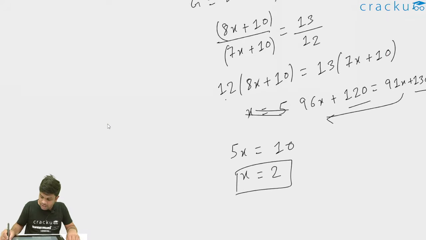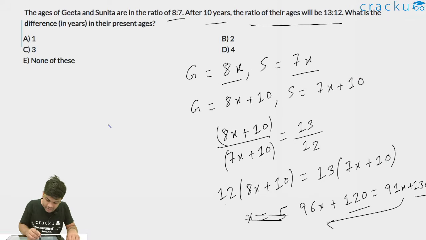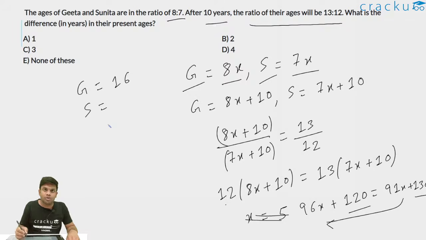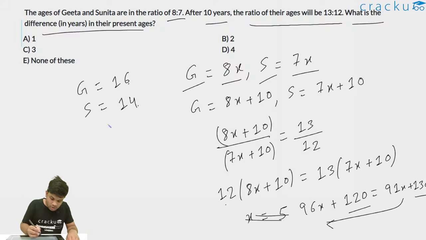So once we get x is equal to 2, we can find Geeta's present age and Sunita's present age. Geeta's age will be 8 into 2, which is equal to 16, and Sunita's age will be 7 into 2, which is equal to 14. And we have to find the difference in their present ages. So 16 minus 14 is 2. So our answer is option number B, which is 2.